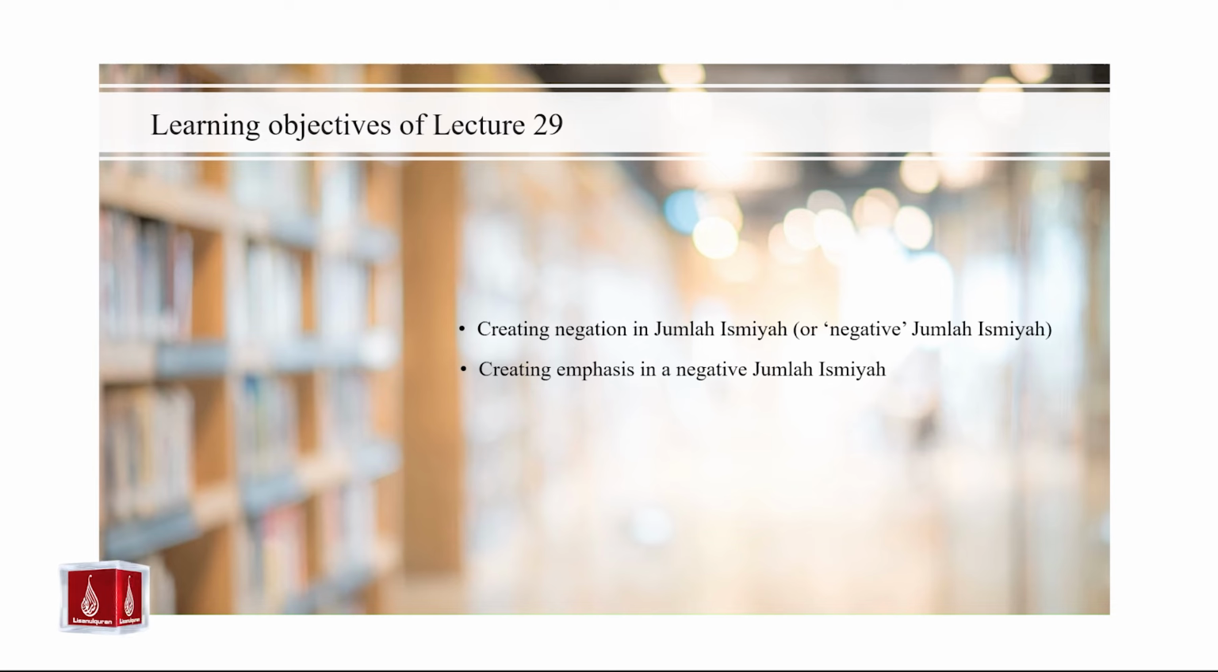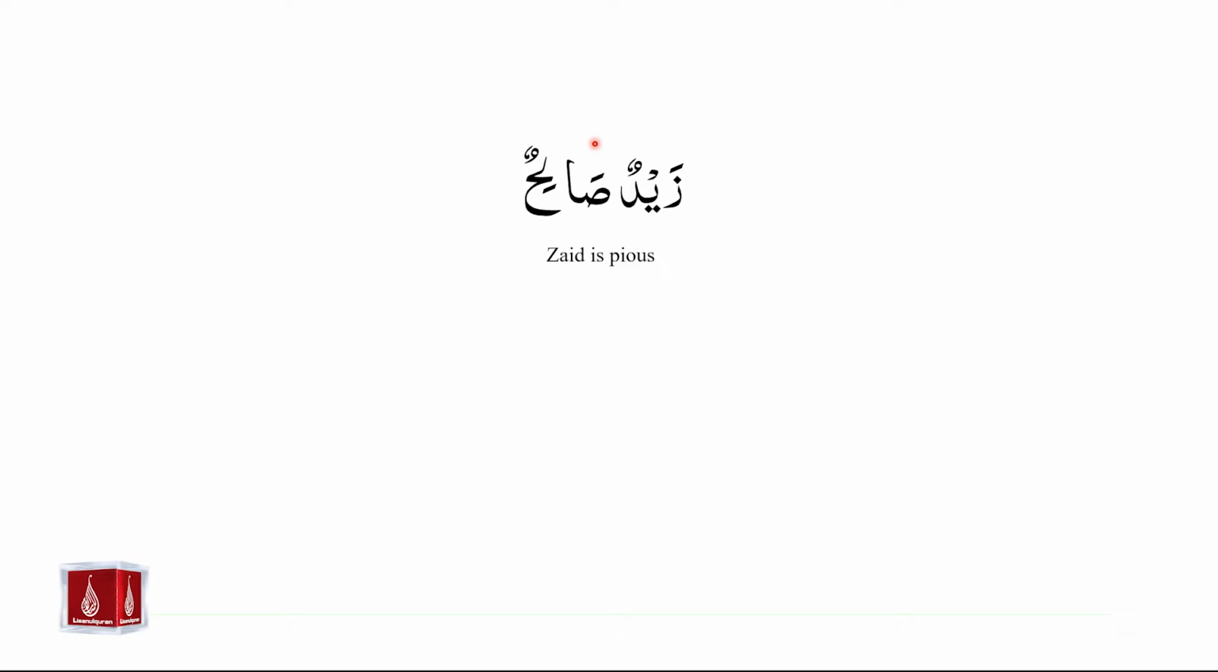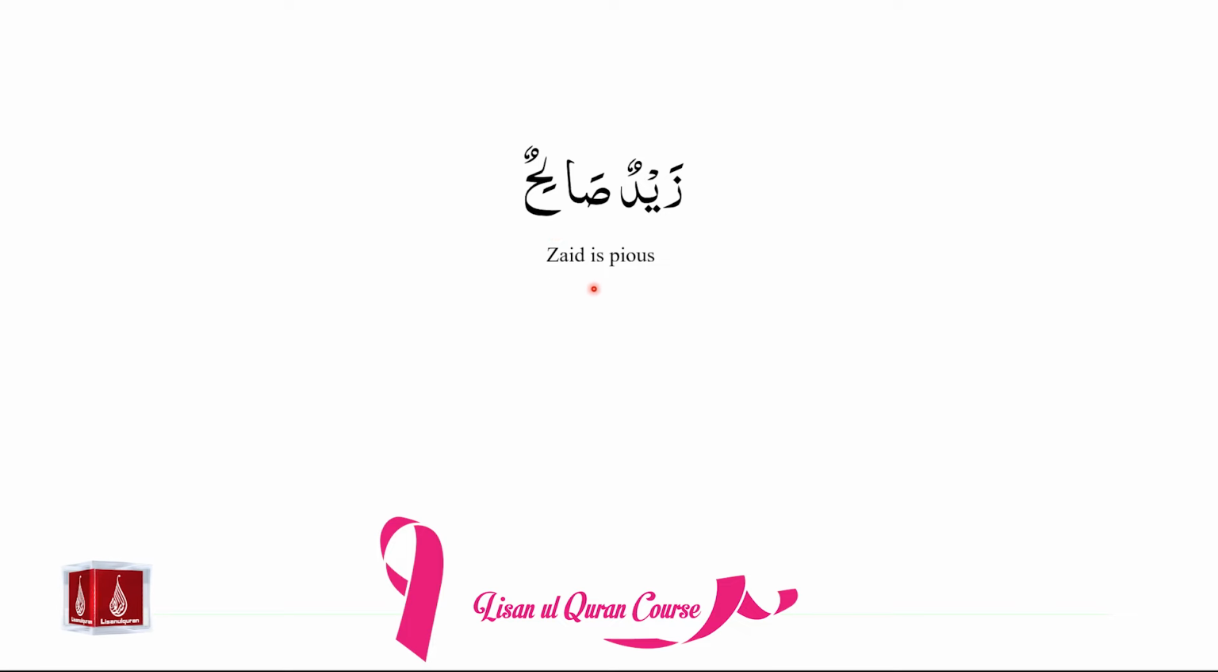In this lecture, we will study creating negation in Jumla Ismiya, or creating a negative Jumla Ismiya. Furthermore, we will study creating emphasis in a negative Jumla Ismiya. We will return to our example of Zaidun Salihun, which means Zaid is pious. Please note that Zaid is pious is an example of a positive sentence. Zaidun Salihun is a positive Jumla Ismiya.